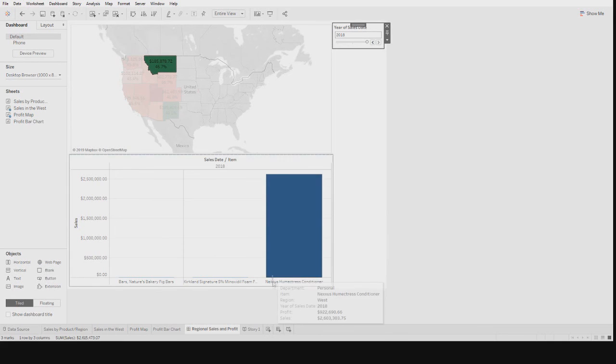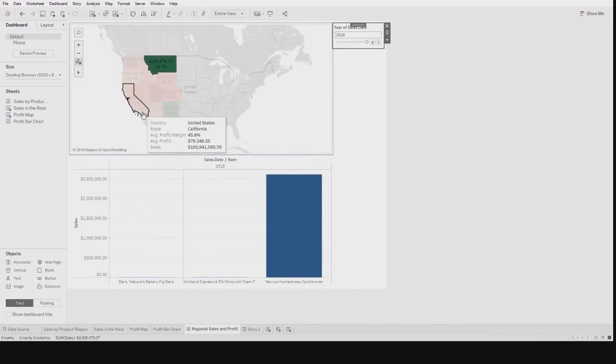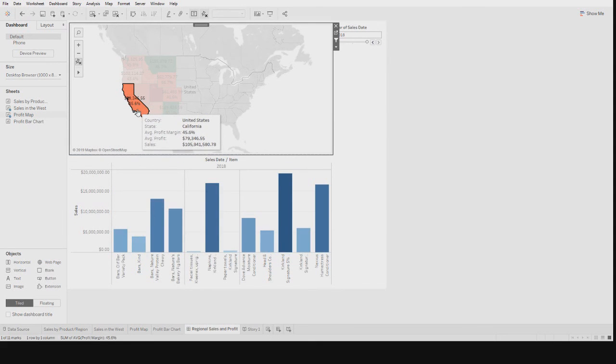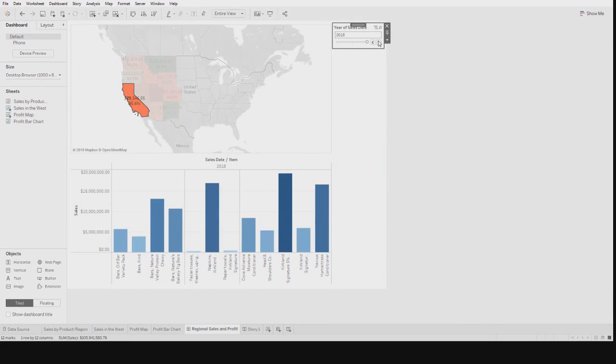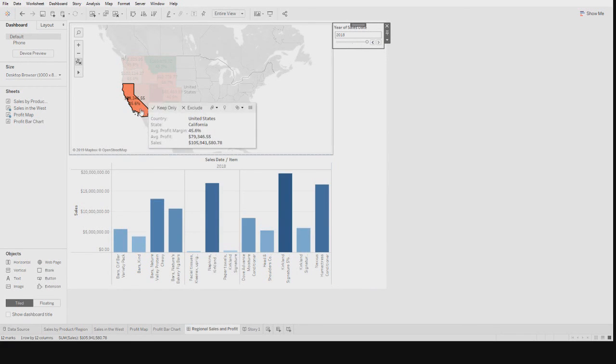and it worked out significantly well. This Nexium Huntress conditioner, or some sort of company's conditioner right there. So very well for them. But then you can look again, California sales year over year, sales 148 million to 2018. Ooh, lost almost 50 million in sales.